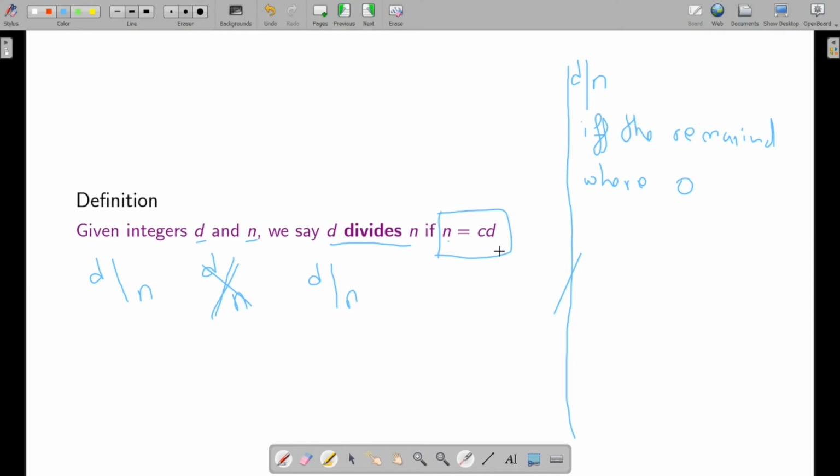That can be easily observed because this is one of the expressions. You can write n as cd plus 0, which is a valid expression for the division algorithm. And also if you start with the division algorithm with remainder 0, you get n is equal to some qd plus 0, because the remainder is 0, which means that d divides n. So d divides n essentially means that in the division algorithm your remainder is 0. Is that okay?